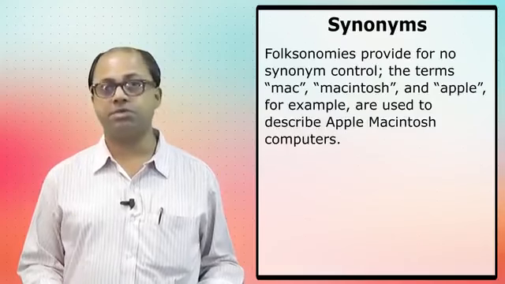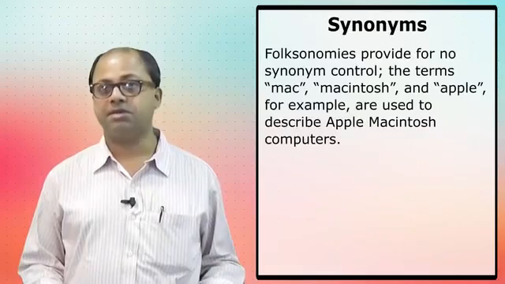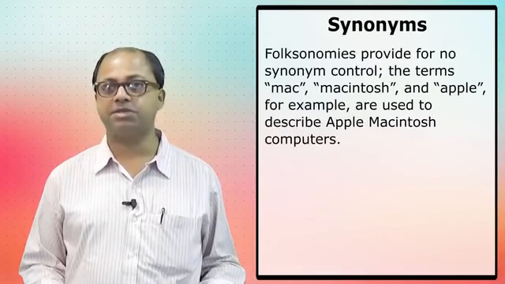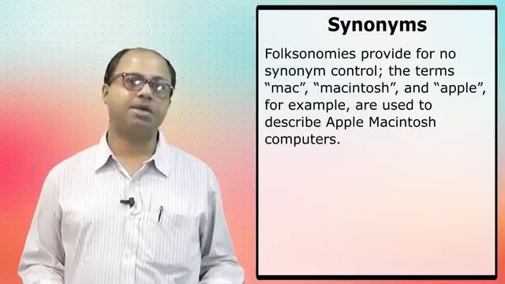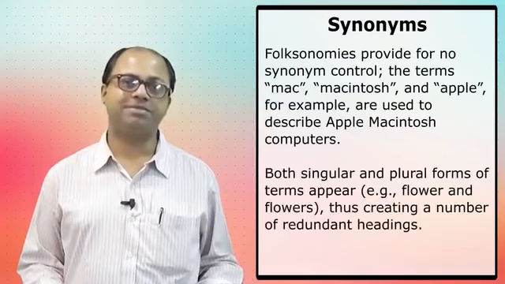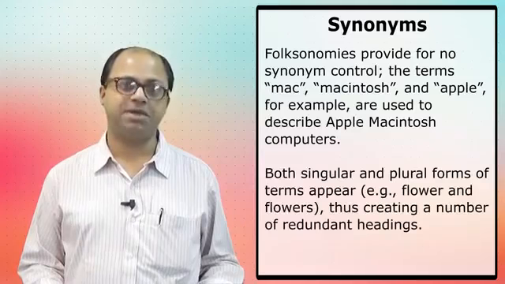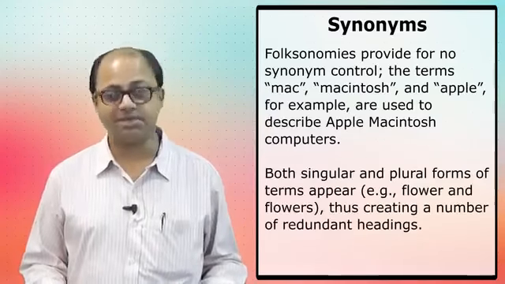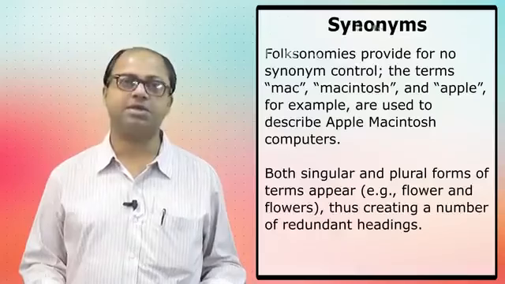These are polysemous synonyms. Taxonomies provide for no synonym control. The terms Mac, Macintosh and Apple, for example, are used to describe Apple Macintosh computers. Both singular and plural forms of terms appear, like flowers and flower, thus creating a number of redundant headings. This is the problem, undoubtedly.